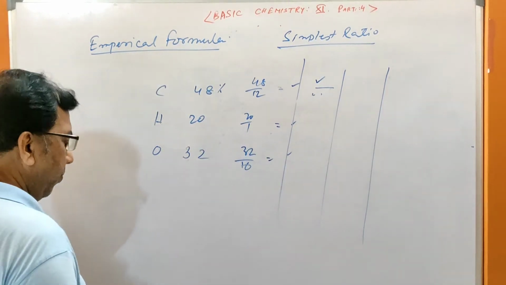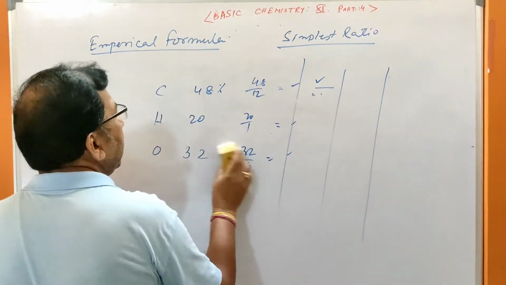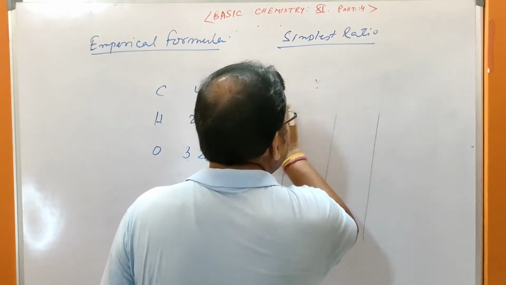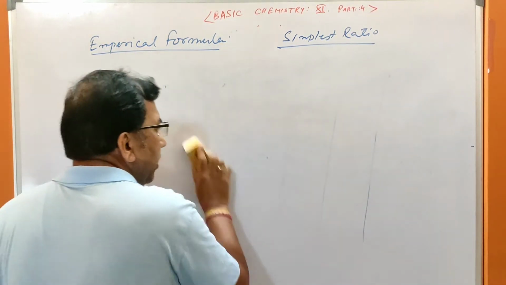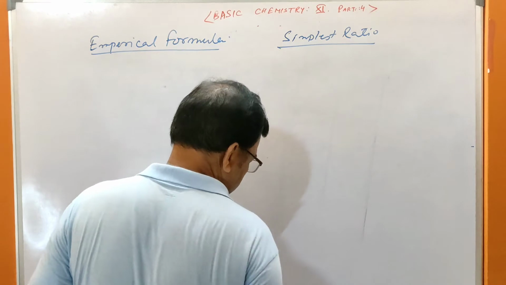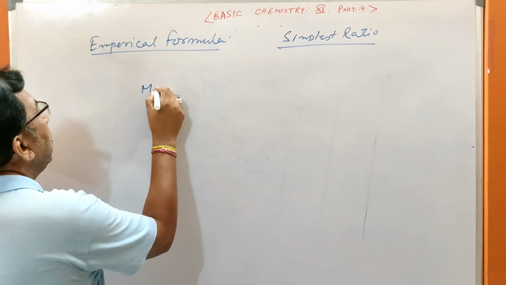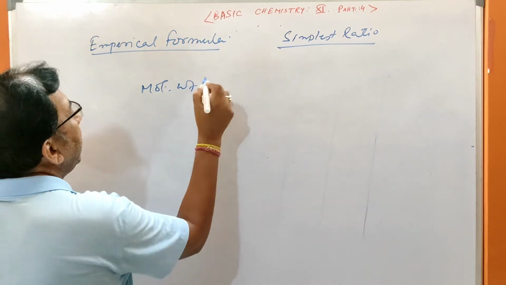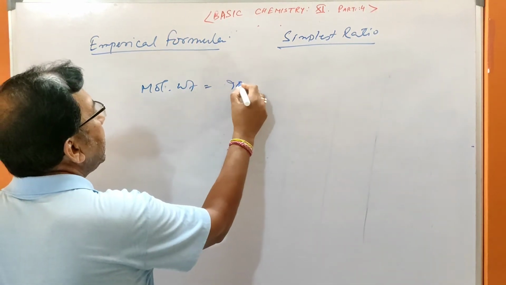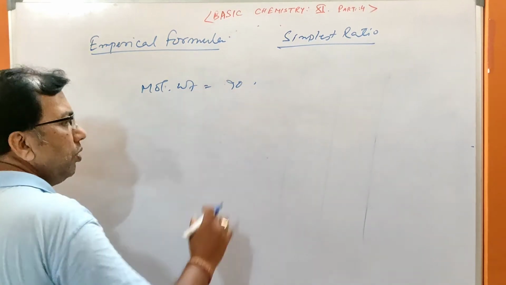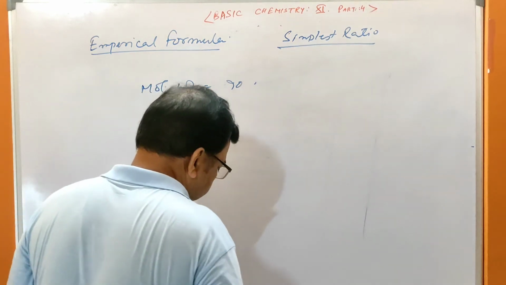Again I am telling, you have to know this concept. These are the rules given in the book, so I am giving one or two examples so that you can find the empirical formula or molecular formula. Suppose a compound whose molecular weight is given, molecular weight equals 90. Clear?